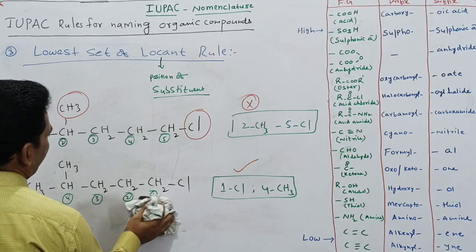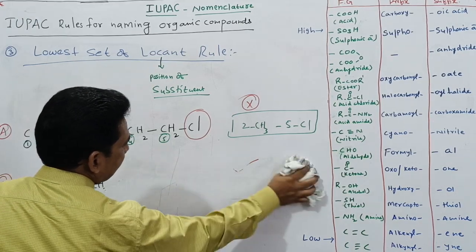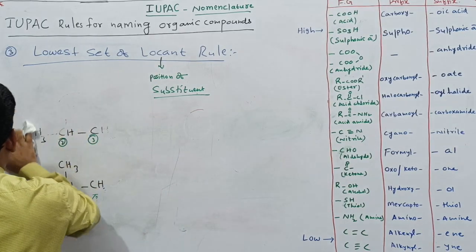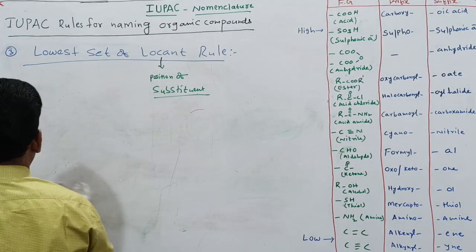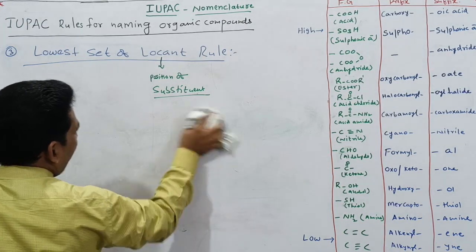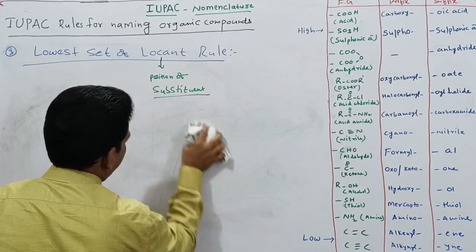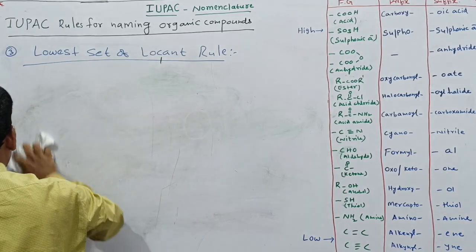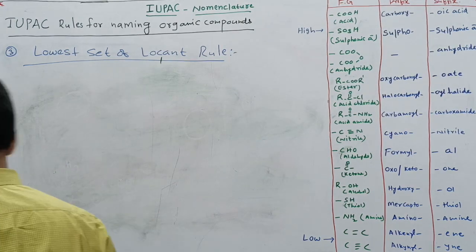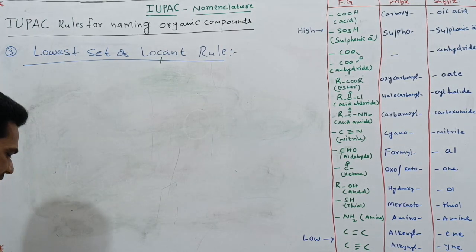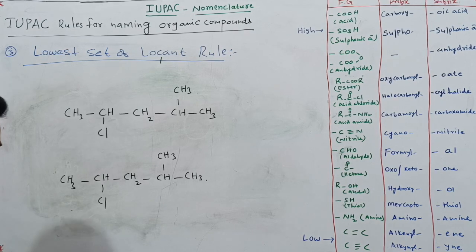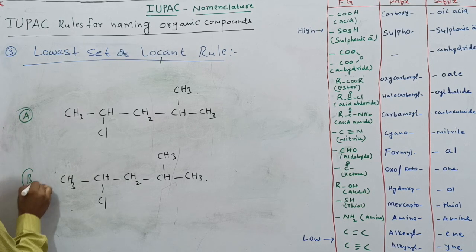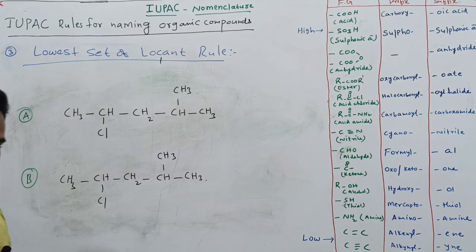Lowest set of the locant rule. It is better we discuss one more example. I think it will make it clear. I have still not started the naming. We are just giving the numbering, selecting the longest chain and fixing the location for the substituents. This is another example. For this I am giving A, and this is B. So just see here.